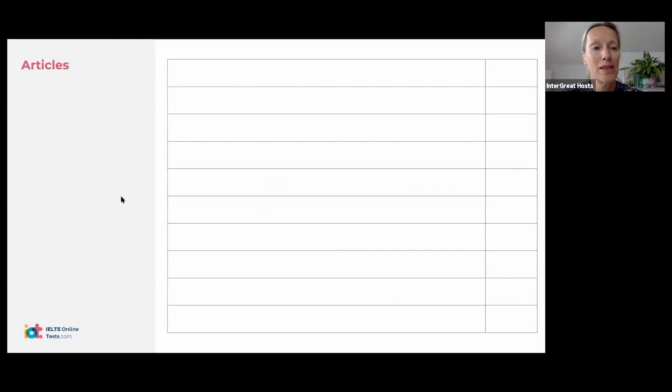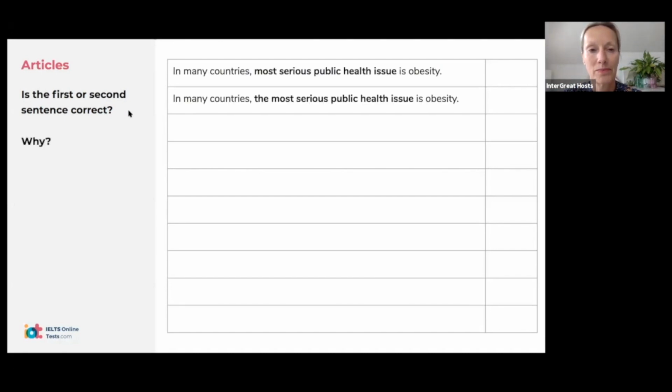Right, so to start with, we're looking at articles. So what do I mean by articles? Yeah, a and the. So definite, indefinite articles. Yeah, these kind of, so people are giving really good examples, so that's great. I'm going to give you a couple of sentences, so you need to tell me which is correct and why.